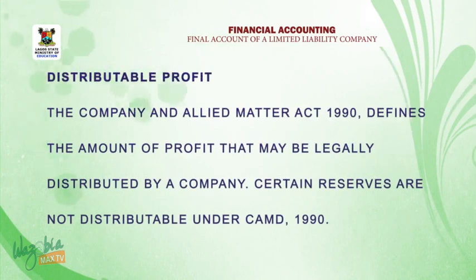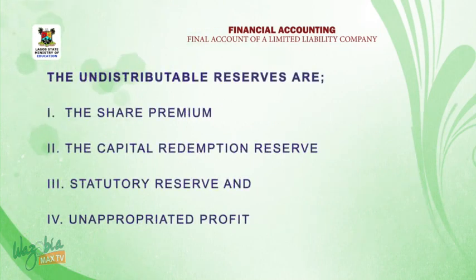Distributable profit. The Companies and Allied Matters Act of 1990 defines the amount of profit that may be legally distributed by a company. Certain reserves are not distributable under the Act of 1990. The undistributable reserves are: number one, the share premium; number two, the capital redemption reserves; number three, the statutory reserves; number four, the unappropriated profit.